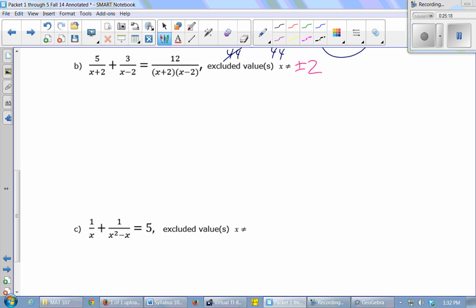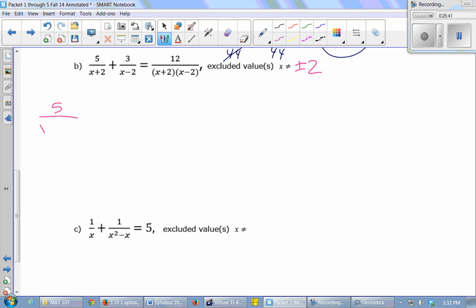Okay, so now we can start our work. What do you think my common denominator should be? X plus 2, x minus 2. Yeah. So this is kind of like if this were a half and this were a third and this were a sixth, right? So my half and my third multiply together to make my 1/6, and that's my common denominator.